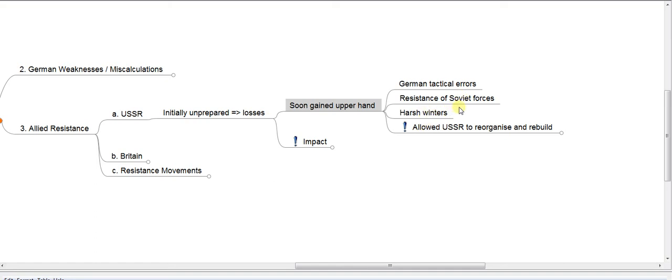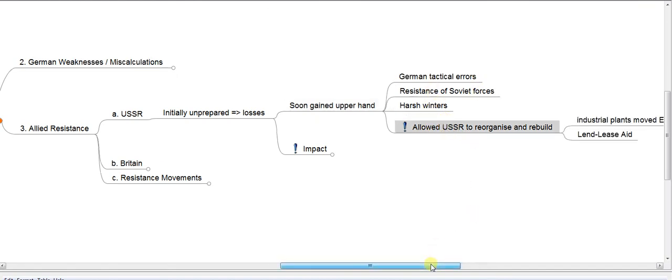Also, the harsh winters. The Germans did not expect to be fighting in the harsh winter. Okay, they thought that they'd get the war over and done with very quickly, but the harsh winters kicked in, and of course the Soviets were more accustomed to fighting the harsh winters than the Germans. So basically, the Germans were at a massive disadvantage, and these issues allowed the USSR to reorganize and rebuild.